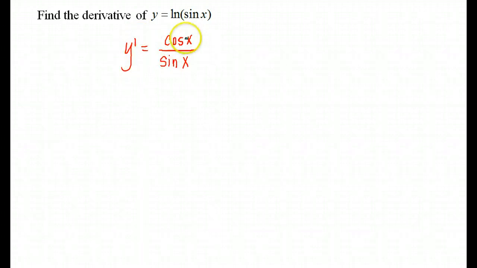So my derivative here is cosine x divided by sine x, but cosine x divided by sine x is cotangent x. So this is kind of an interesting one, but it does demonstrate pretty well the rule for finding the derivative of a natural log of a composition of functions. So natural log of sine of x here, so we're applying that derivative of the natural log and the chain rule.